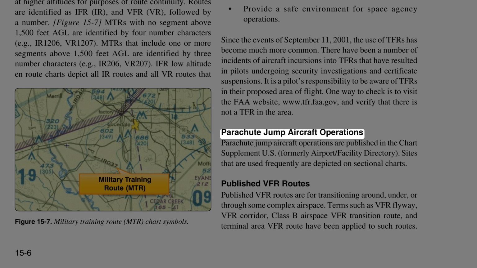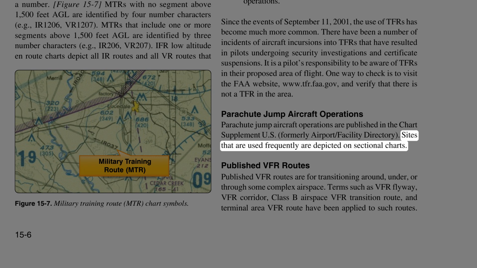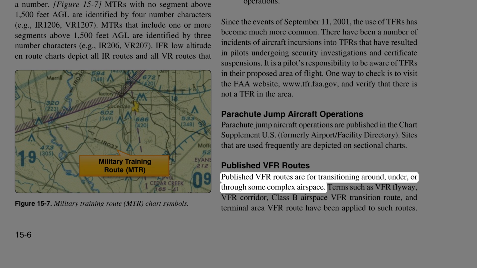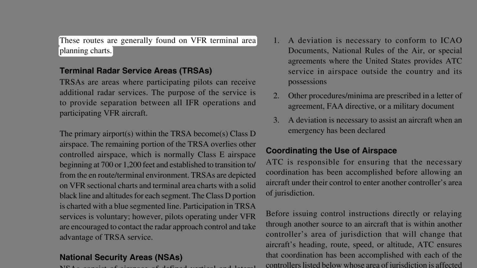Parachute jump aircraft operations. Parachute jump aircraft operations are published in the Chart Supplement U.S., formerly Airport/Facility Directory. Sites that are used frequently are depicted on sectional charts. Published VFR Routes. Published VFR routes are for transitioning around, under, or through some complex airspace. Terms such as VFR Flyway, VFR Corridor, Class B Airspace VFR Transition Route, and Terminal Area VFR Route have been applied to such routes. These routes are generally found on VFR Terminal Area Planning Charts.